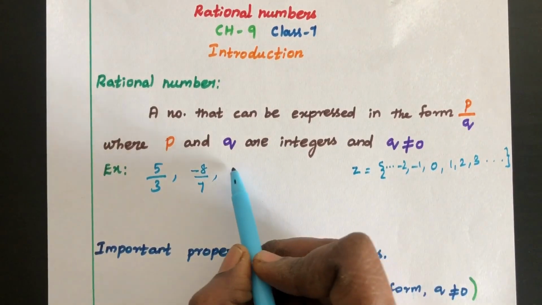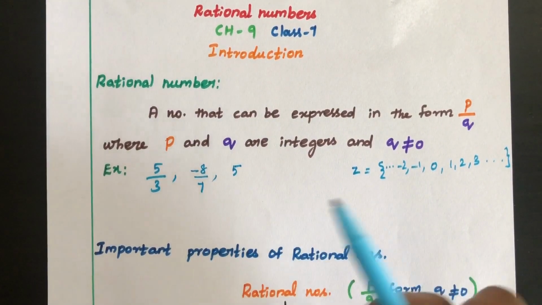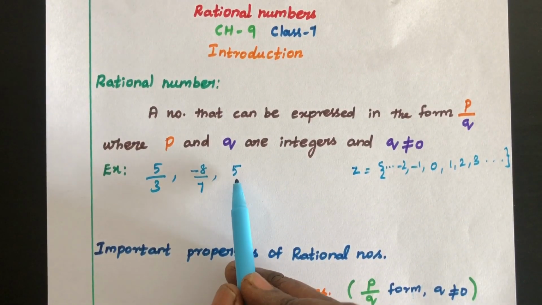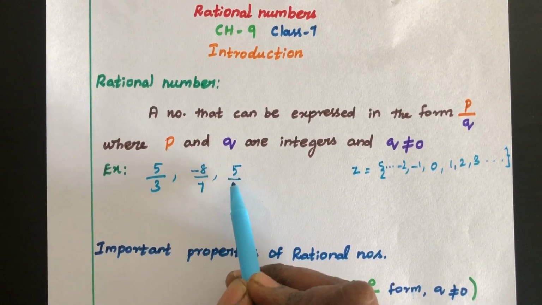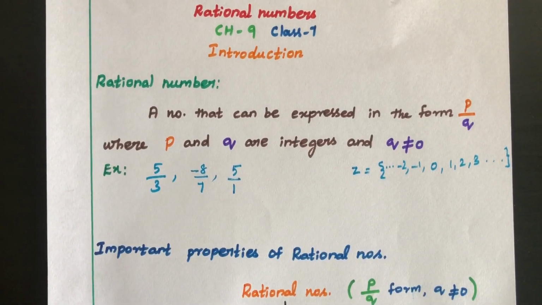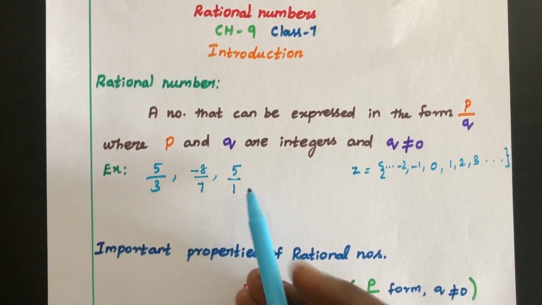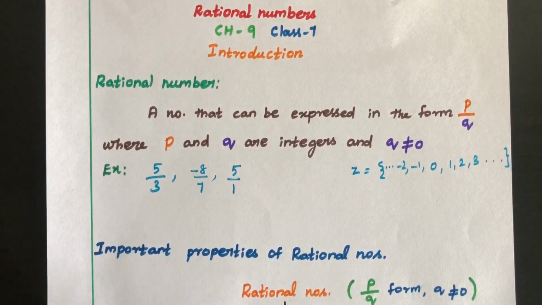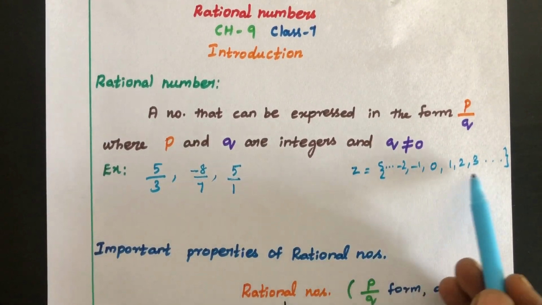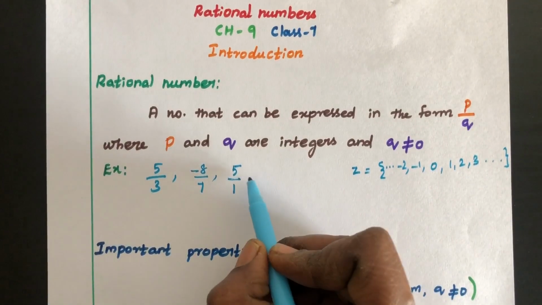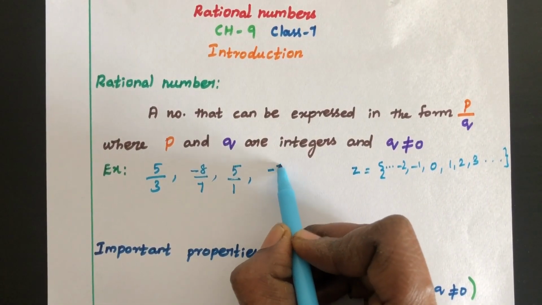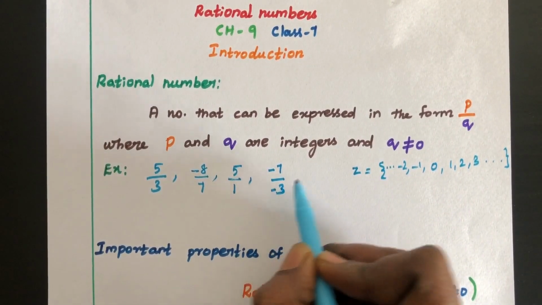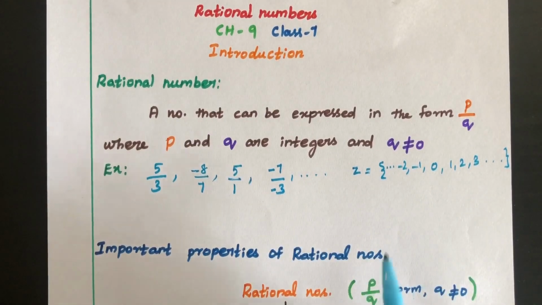Similarly, if you take the whole number 5, this is also a rational number. How is it a rational number? If you put 5 by 1, this is also a rational number. The denominator should not be equal to 0. Other than 0, it may be any number. So every number is a rational number. Just keep it in mind. Even minus 7 by minus 3, whatever, these are all rational numbers.